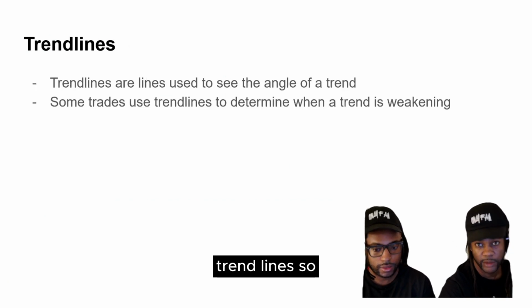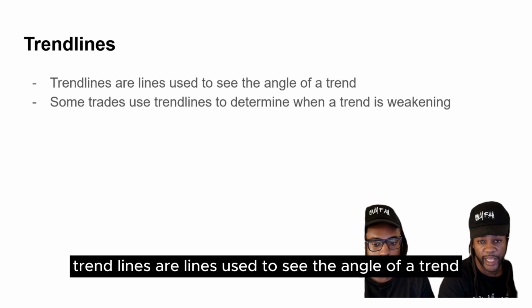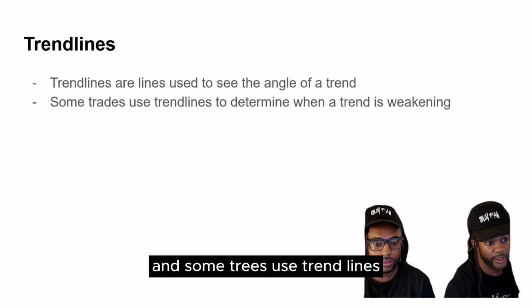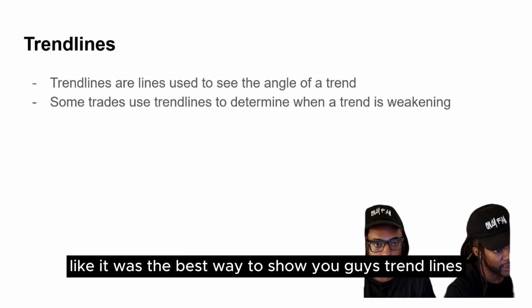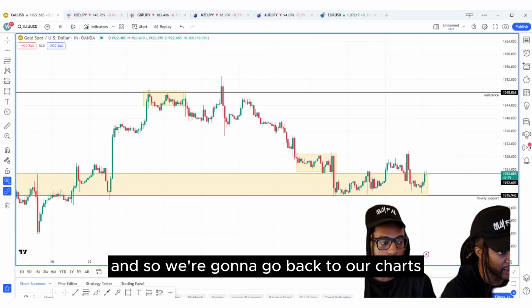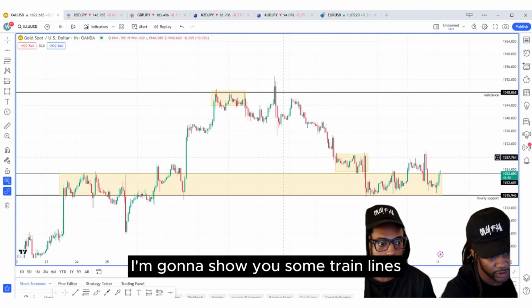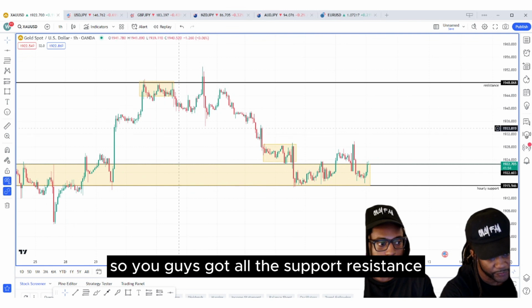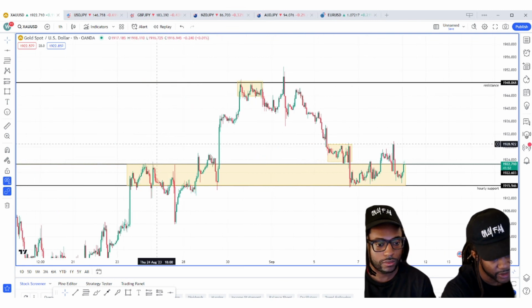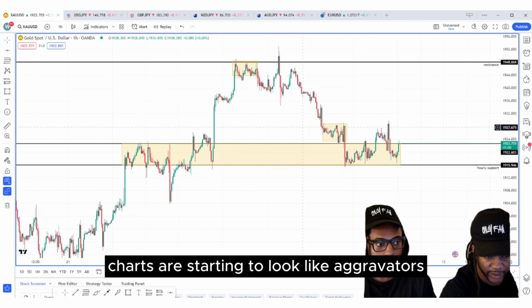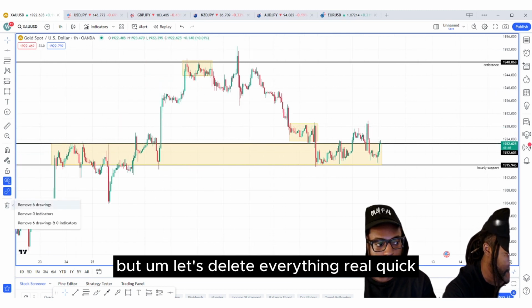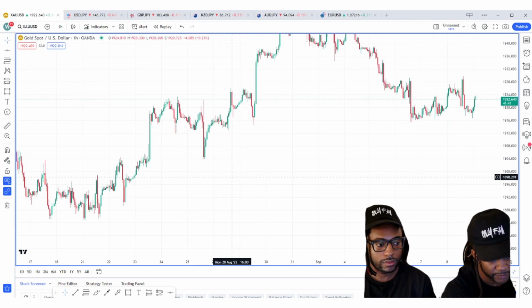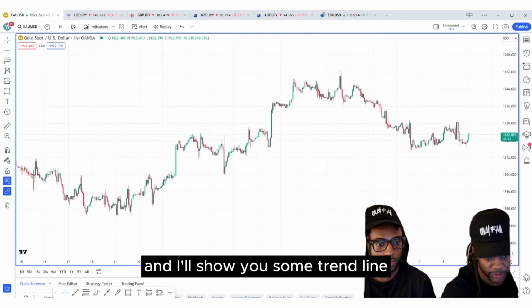Trend lines. So trend lines are lines used to see the angle of a trend, and some traders use trend lines to determine when a trend is weakening. Me and Xauusd were just talking about what was the best way to show you guys trend lines. So we're going to go back to our charts and show you some trend lines. The charts are starting to look like average traders' charts with support and resistance lines, but let's delete everything real quick.